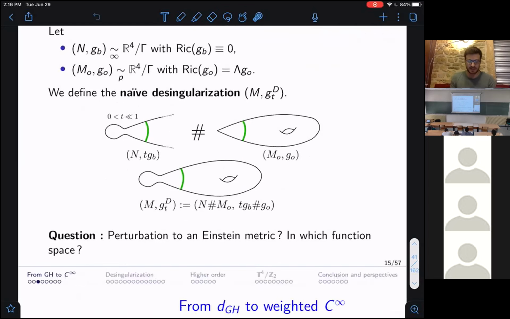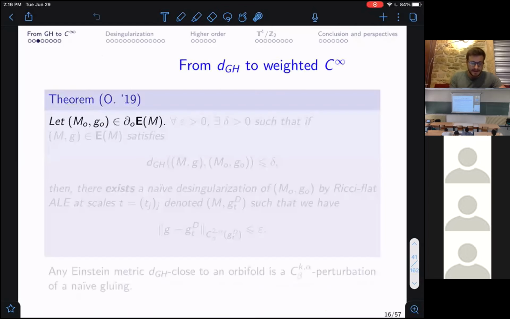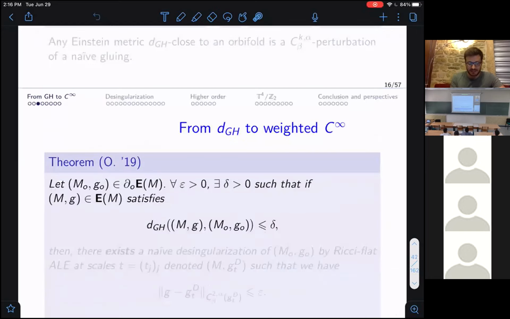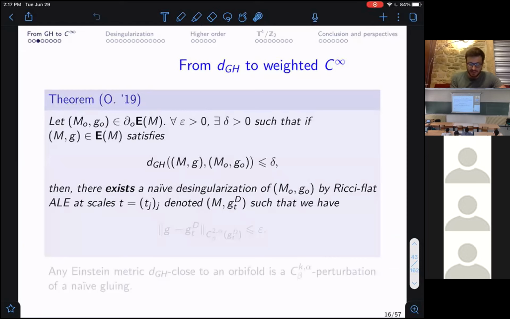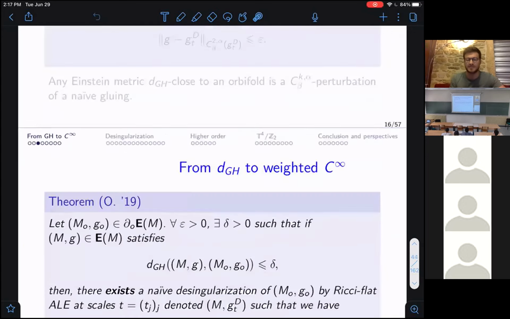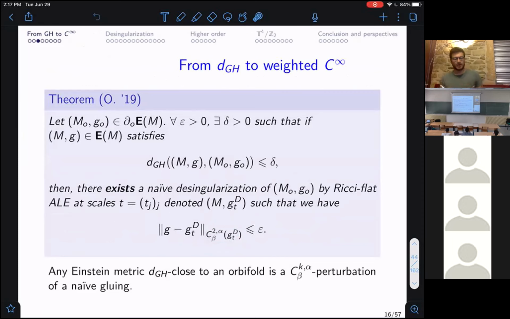And this has been answered by this first theorem. So take an orbifold and now take an Einstein metric which is close to the orbifold in a Gromov-Hausdorff sense. So that's the weakest assumption you can make. Then there exists a naive desingularization, mGDT, so that the Einstein metric is not only Gromov-Hausdorff close, but it's close in some weighted Hölder sense, in a very strong sense here. So our naive desingularizations are not so naive. They are actually good approximations of actual Einstein metrics.